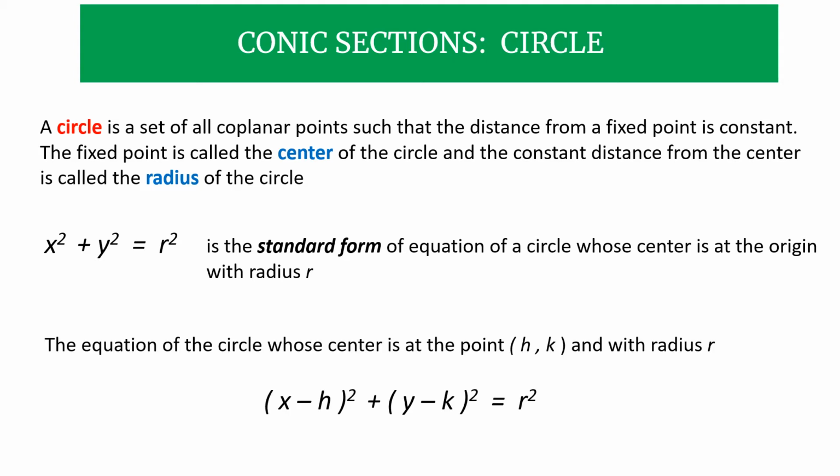And the equation of the circle whose center is at the point (h, k) and with radius r now is (x minus h) quantity squared plus (y minus k) quantity squared equals r squared. So meron tayong dalawang sinusunod, yung standard form centered at the origin at saka itong point (h, k). Using these two patterns, makakagawa na tayo ng graph of a circle. Paano? Tingnan natin sa susunod nating mga slides.